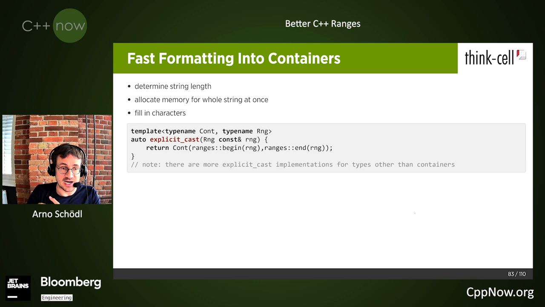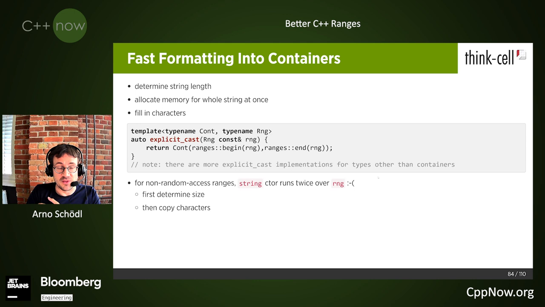or for containers, in fact. So we could just call the container constructor with two iterators. Now, the problem here already is that for non-random access ranges, and I didn't know that before, I ran into it when I programmed it, the string constructor will actually run twice over the range. It will first run over it to determine the size, and then actually to begin copying. Now, that used to be fine when iterators were basically just pointers into memory, and it was cheap to iterate over them. But with all these adapters and stacks of adapters that we potentially have, it may actually involve calculations and complicated stuff to iterate over the whole range.